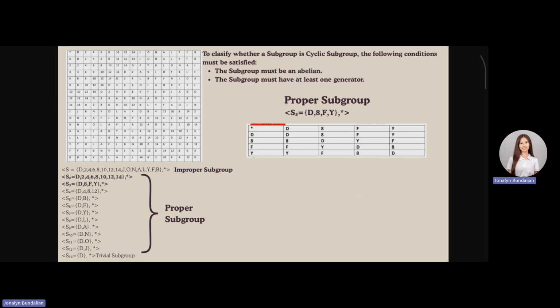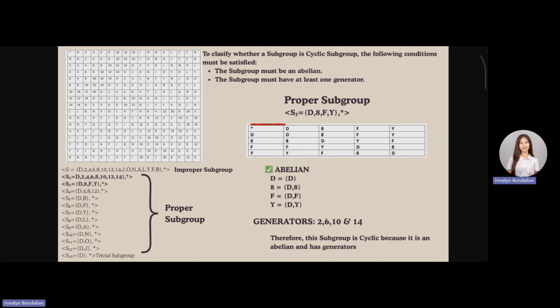So this is the S sub 3, it is abelian. D is equal to D, 8 is equal to D8, F is equal to DF, and Y is equal to DY. So the generators are 2, 6, 10, and 14. Therefore, this subgroup is cyclic because it is abelian and has generators.